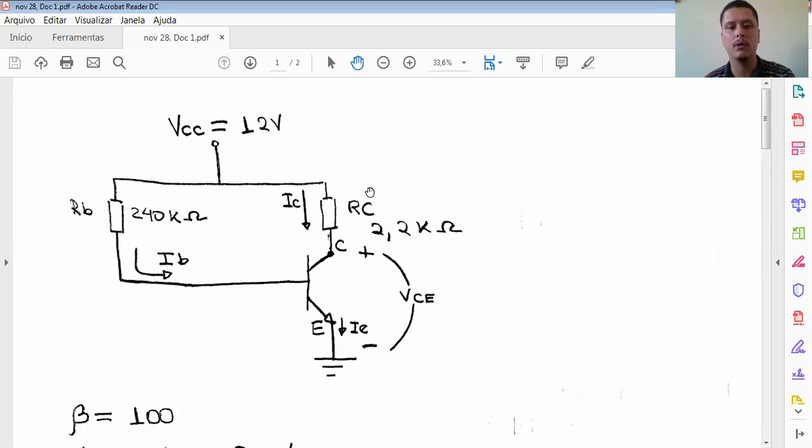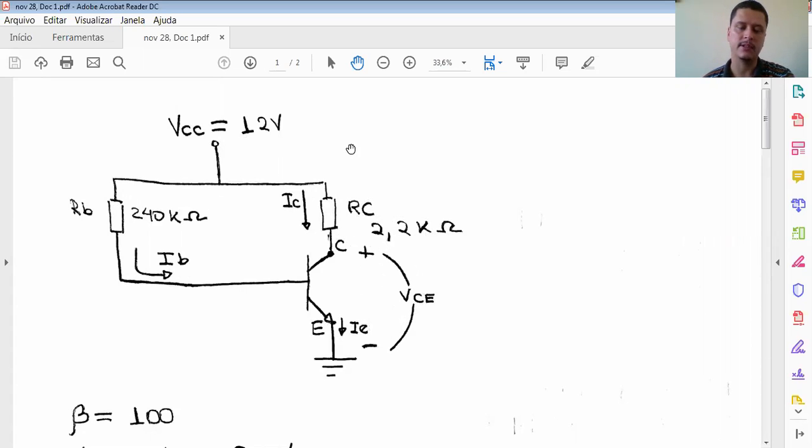Remembering the kilo, when we're talking about resistors, means 10 to the power of 3, so means times 1,000. So here we have 240,000 ohms, and here we have 2,200 ohms, okay? We have here just the indication of the IB, which is the current of the base, and here the indication of the VCE, the voltage between the collector and the emitter. Here, just an indication of the IE, which is the current of the emitter, okay?